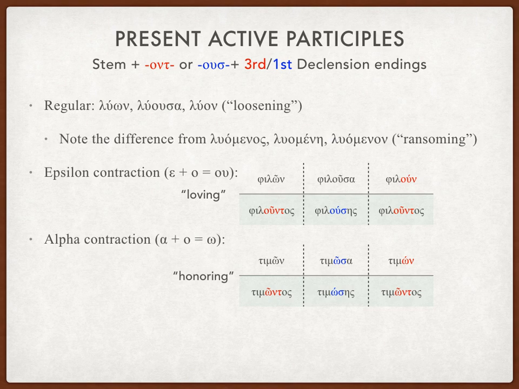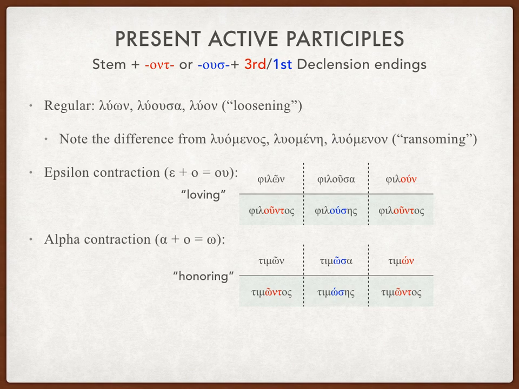So in regular verbs like luo, it's going to pretty much look like the chart that you saw on the previous slide. Luon, lusa, luon. On, usa, on are always going to be the endings that you typically see. However, with verbs that go through contraction, some slight changes will appear, but it's still following the same rules that you have up above. So for example, with a verb like phileo, or any epsilon contraction verb, instead of on, usa, on, you'll get philon, philusa.